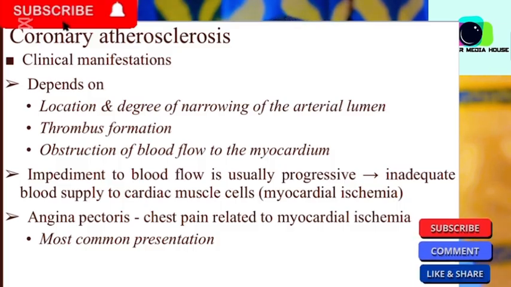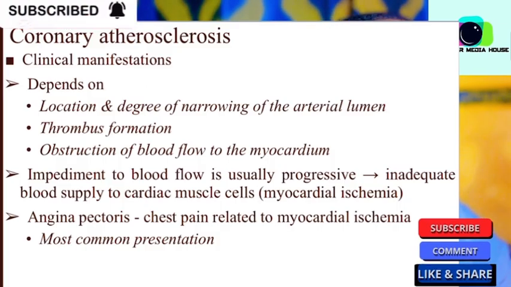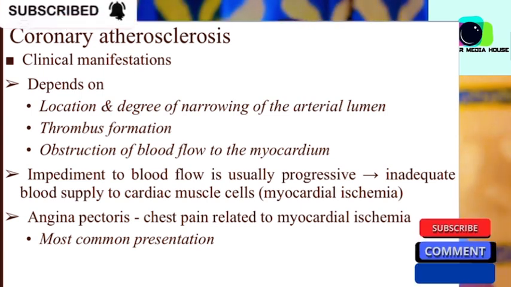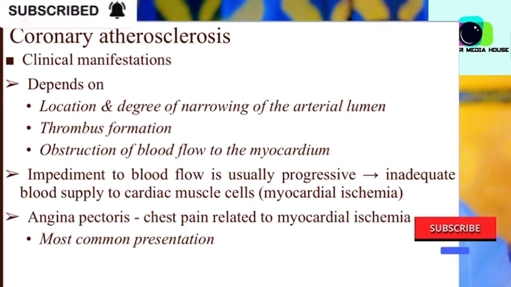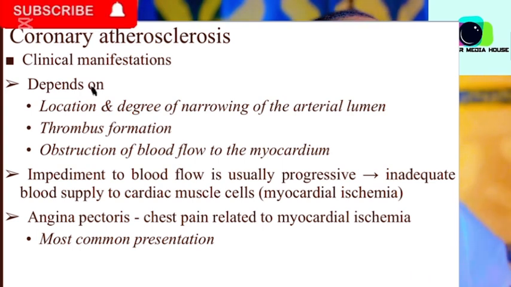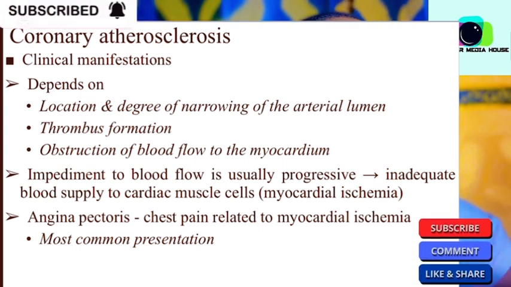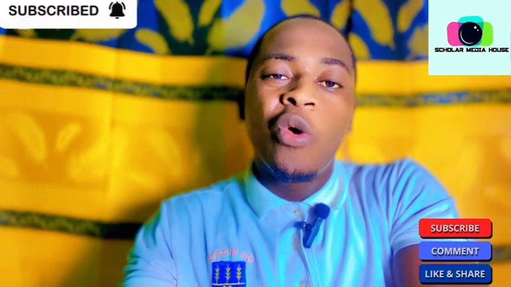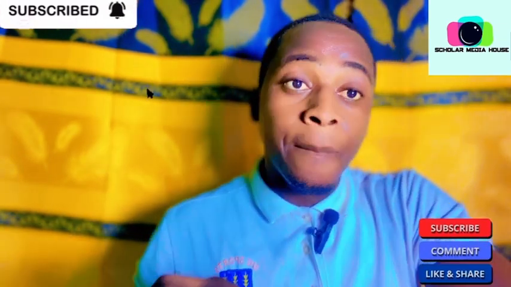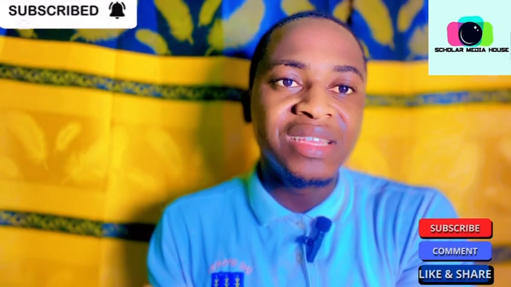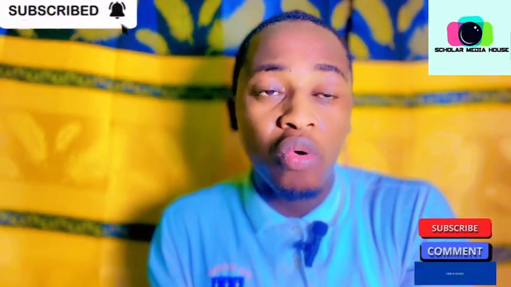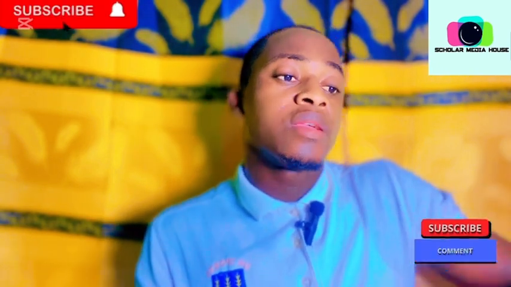So real quick, let's talk about the clinical manifestations of coronary atherosclerosis. The clinical manifestation depends on three different things. The first is the location and degree of narrowing of the arterial lumen. Where is this narrowing and hardening happening in the arteries? And the degree: is it narrowed and hardened in a way that the space in the arteries is small or tiny, or still large?